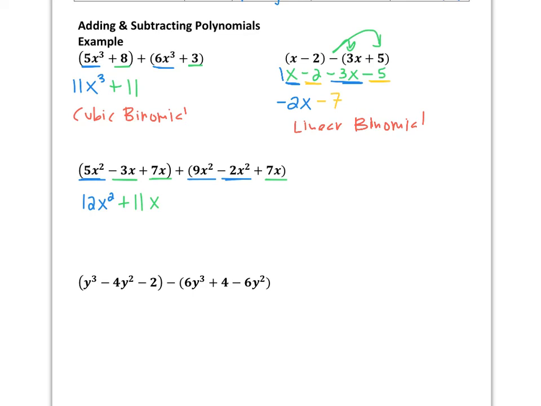Again, our naming this, okay, our highest degree is a 2. So we have 2 terms there. So this is a quadratic binomial.